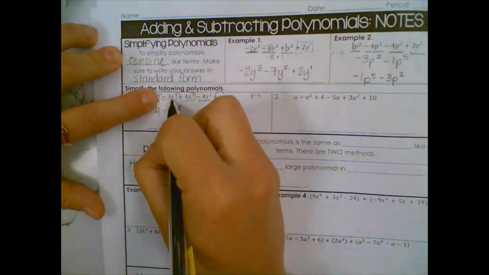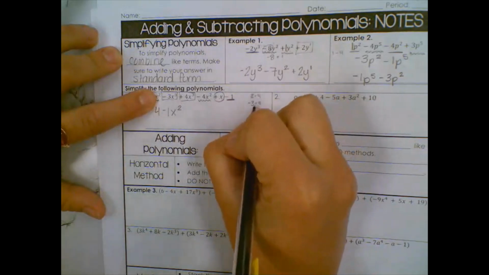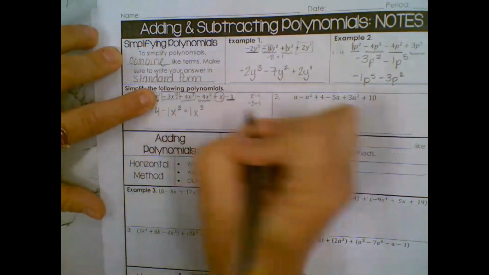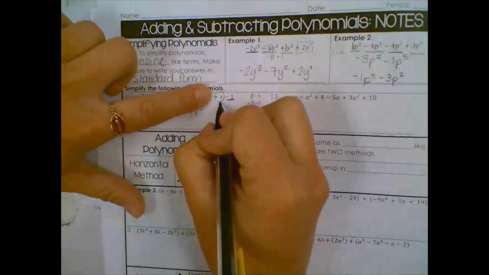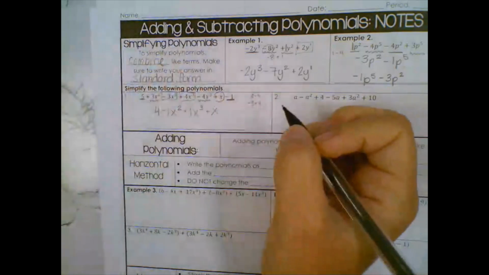Then my cubes. So I have a -3 and 4. What's -3 plus 4, right? That's a +1. So I have +1x to the 3rd. And then I have this plus x that we didn't use. So that just comes down.